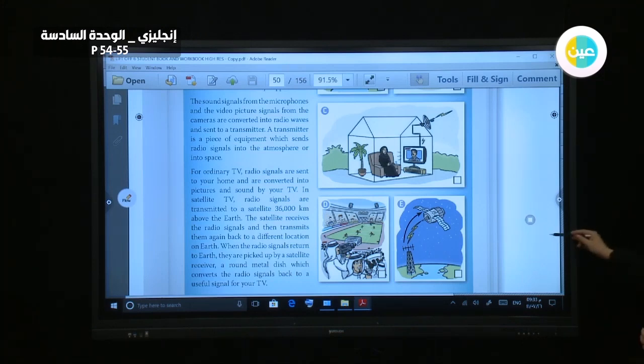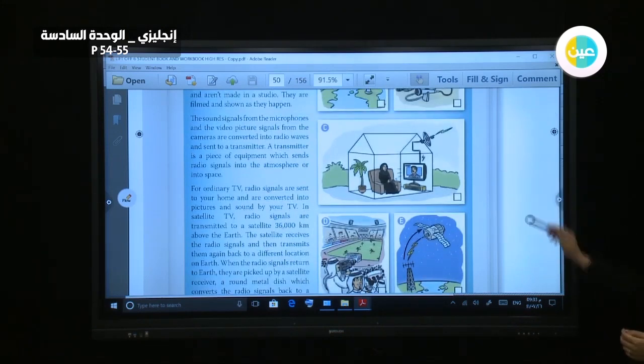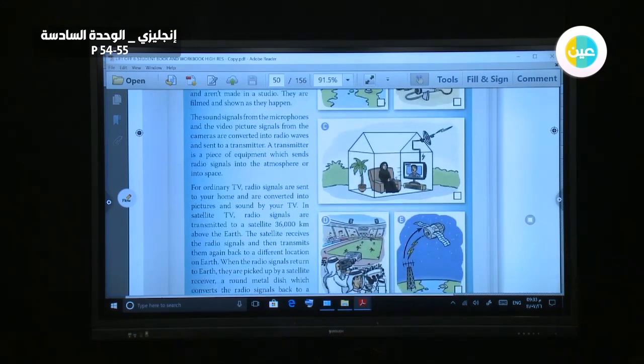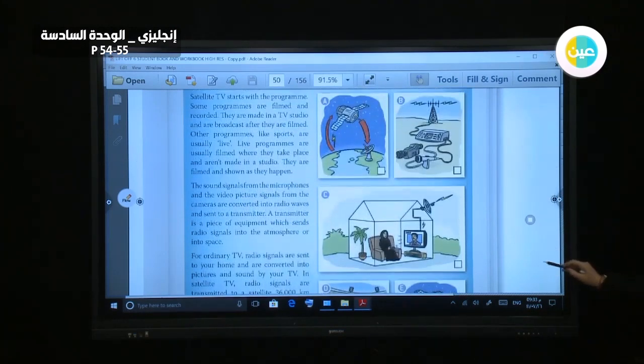Okay, girls. So as you can see, we have pictures here. We are going to number them. Okay, as you can see in picture D, we have a live program. They are filmed and shown as they happen. Okay? In picture B, as we can see, here we have a camera and microphones.